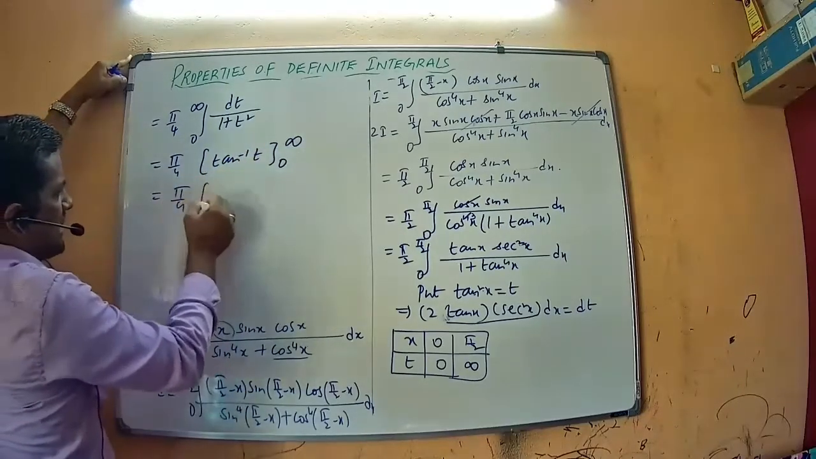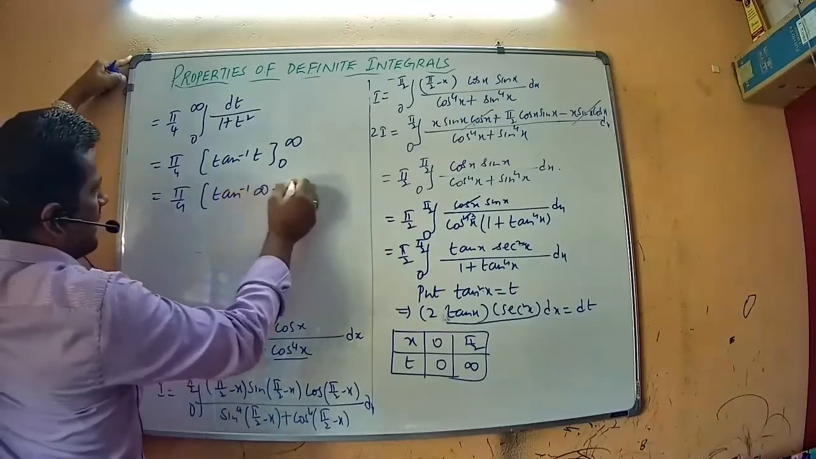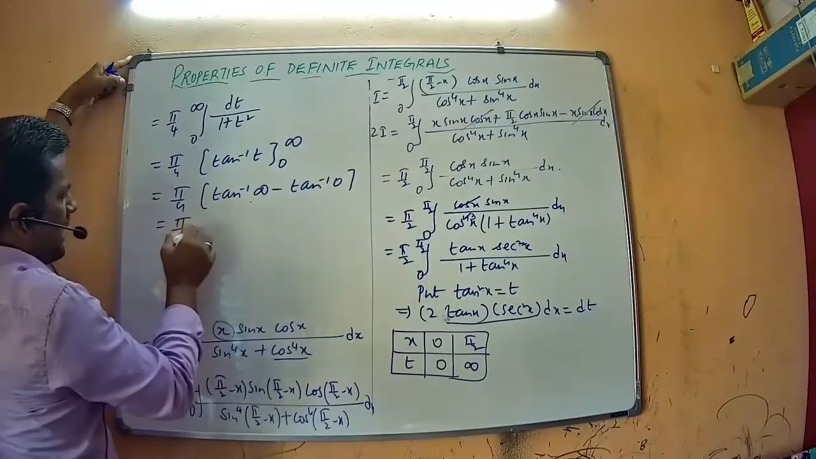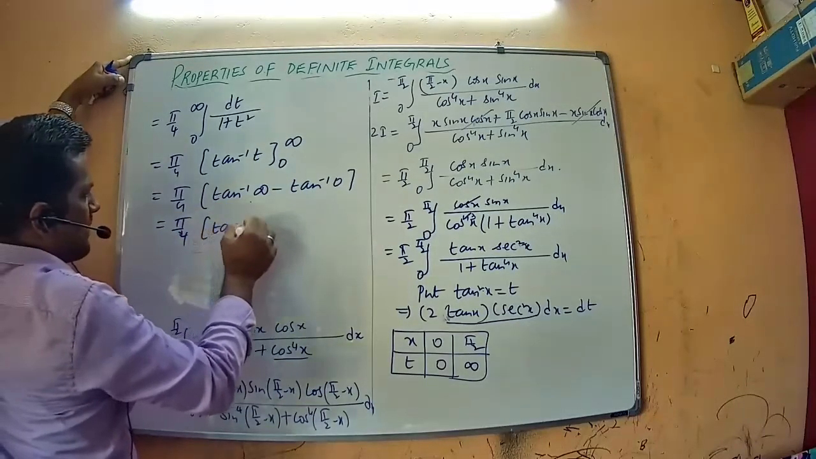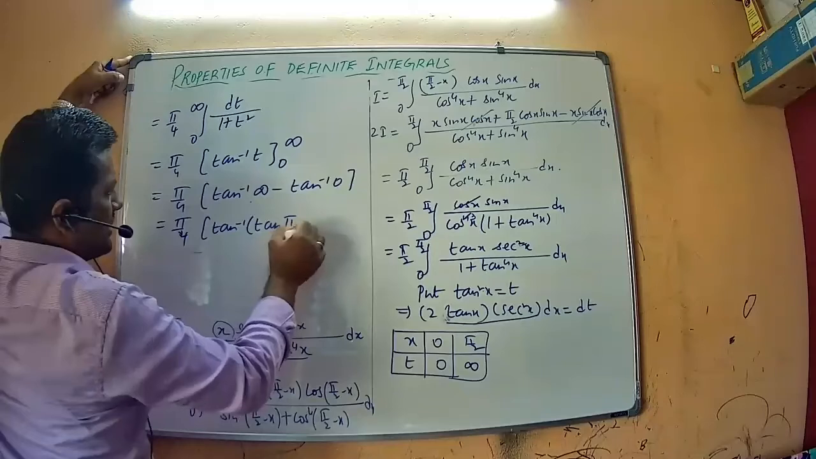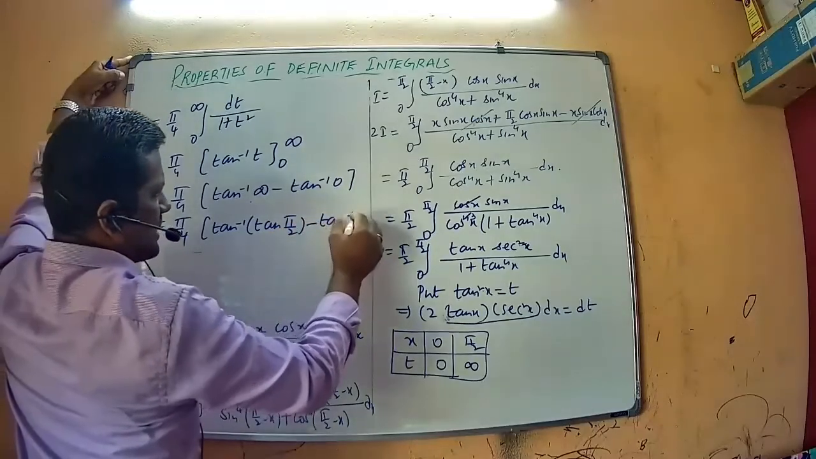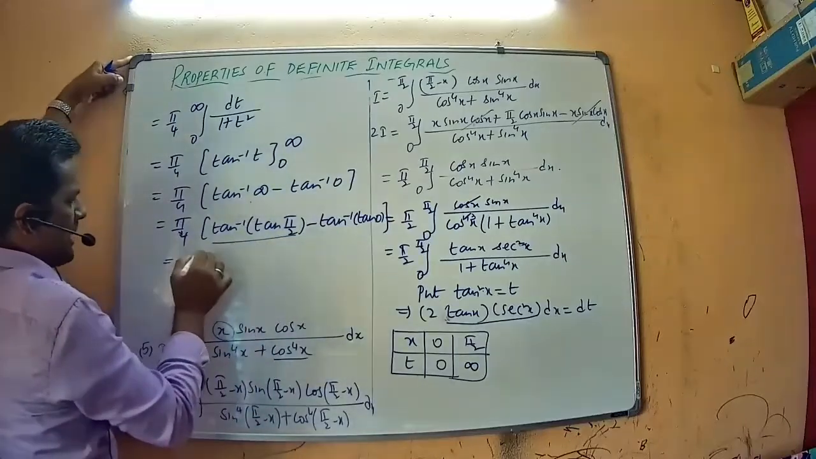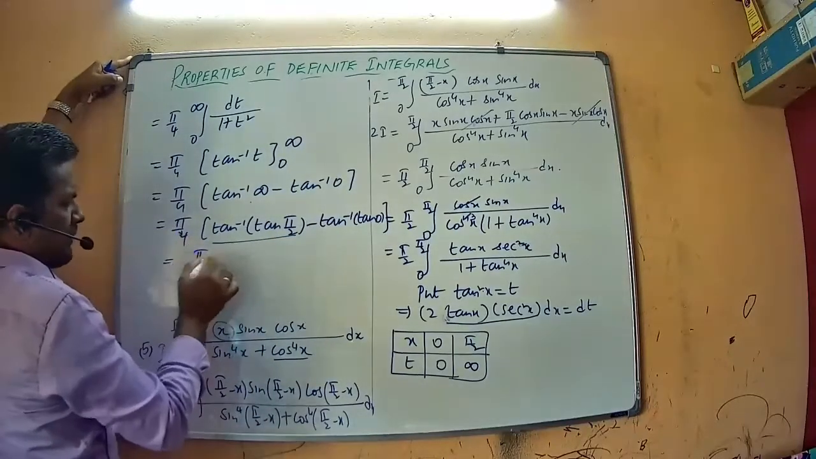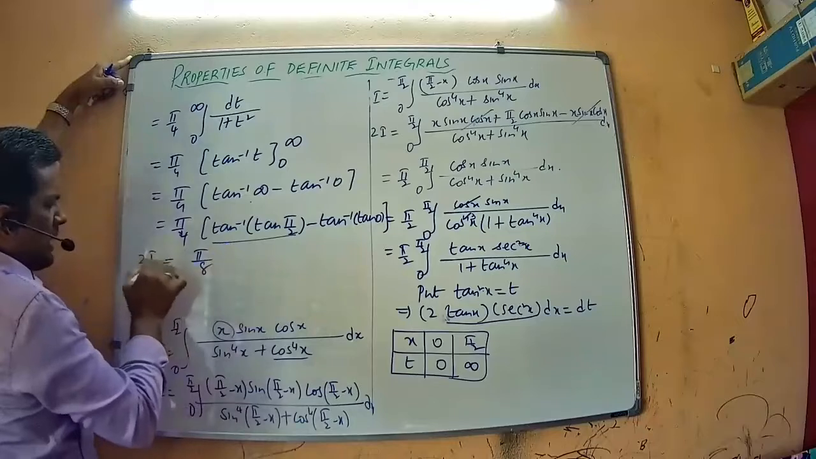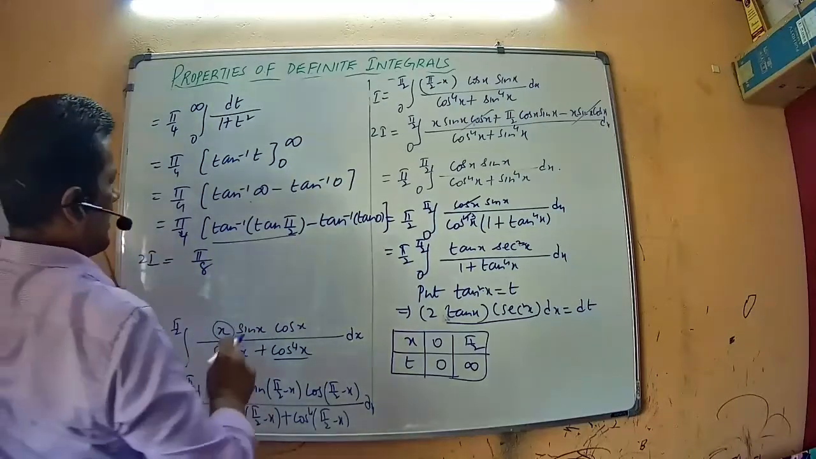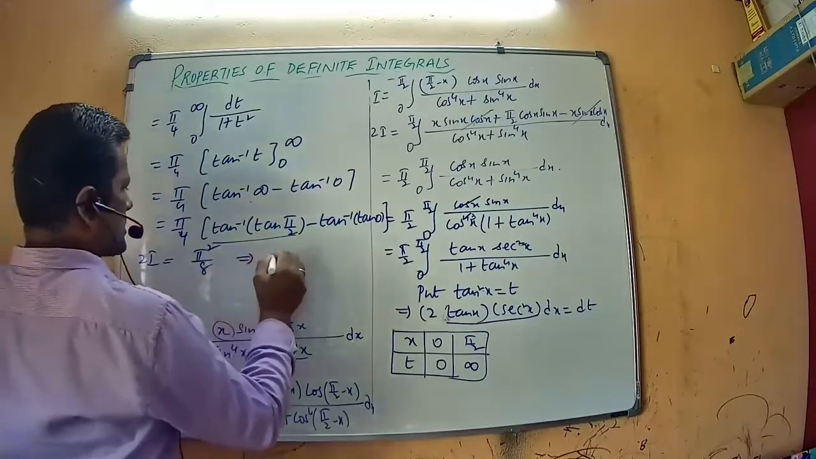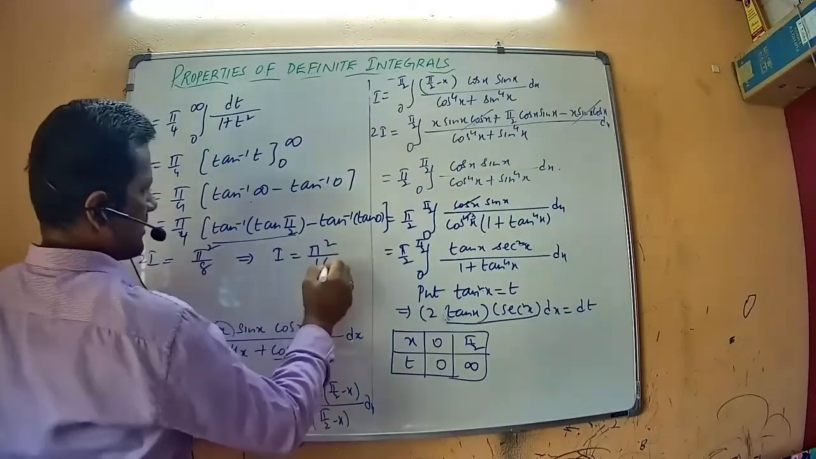Now apply the limits. This is nothing but tan inverse of infinity minus tan inverse of 0. Tan inverse of infinity, I can write it as tan inverse of tan pi by 2, minus tan inverse of 0, which is tan inverse of tan 0. So tan inverse tan pi by 2 is pi by 2. This is pi by 4, pi by 4 into pi by 2 is pi square by 8. So 2I is equal to pi square by 8, so I is equal to pi square by 16.